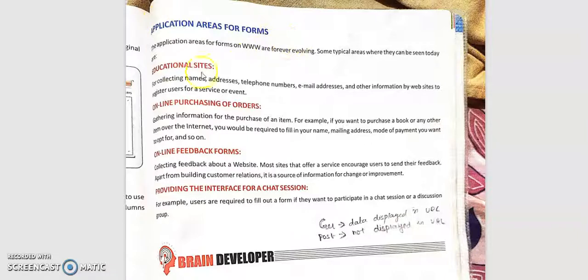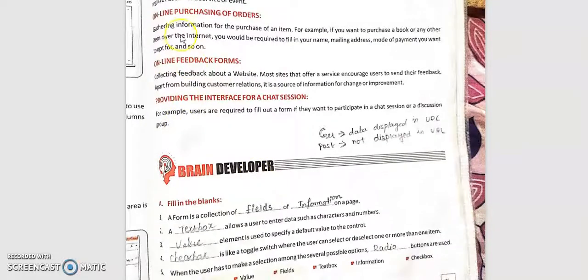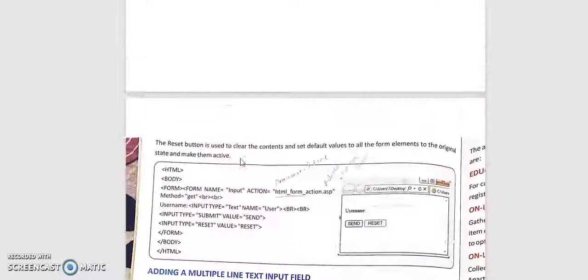So we have seen the applications, like educational websites. They will use name and address to collect. An online purchasing center will ask you to give your details, your payment details also. Online feedback forms, registration forms and interactive chat sessions: on that basis we are using forms.